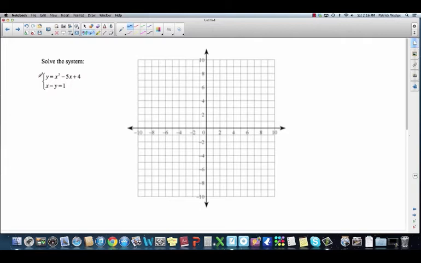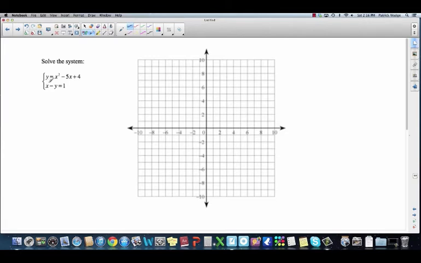But we do need to know how to do this. So what we're going to do is graph both of these things and then see where the intersection points are. The first is a quadratic, and the second one is linear. So we're going to have a parabola and a line. Y equals x squared minus 5x plus 4. Oh, it's not even in standard form.